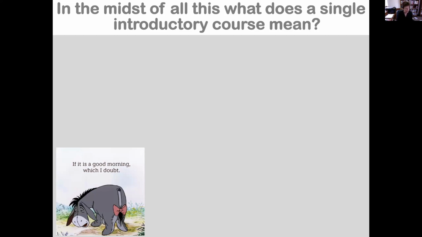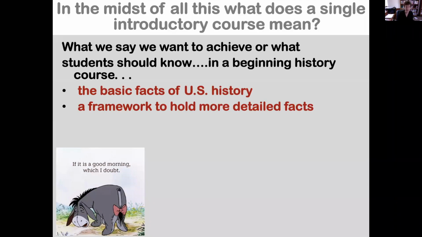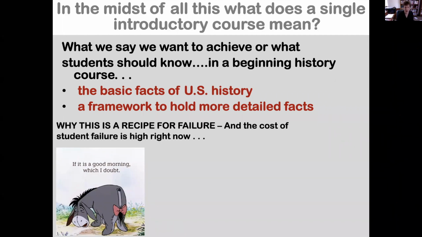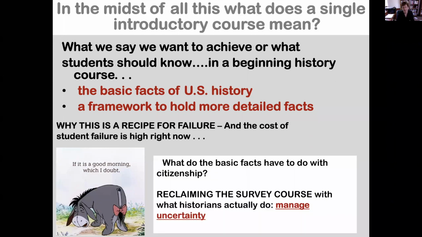So what we really need to do is to teach people to manage, assess, and winnow information, and to doubt that information. And a place to do this is in that intro survey. So, you know, this promise about this is what we're doing, we're going to teach people the basic facts. I think we can do way better than that. So, what does that have to do with citizenship?